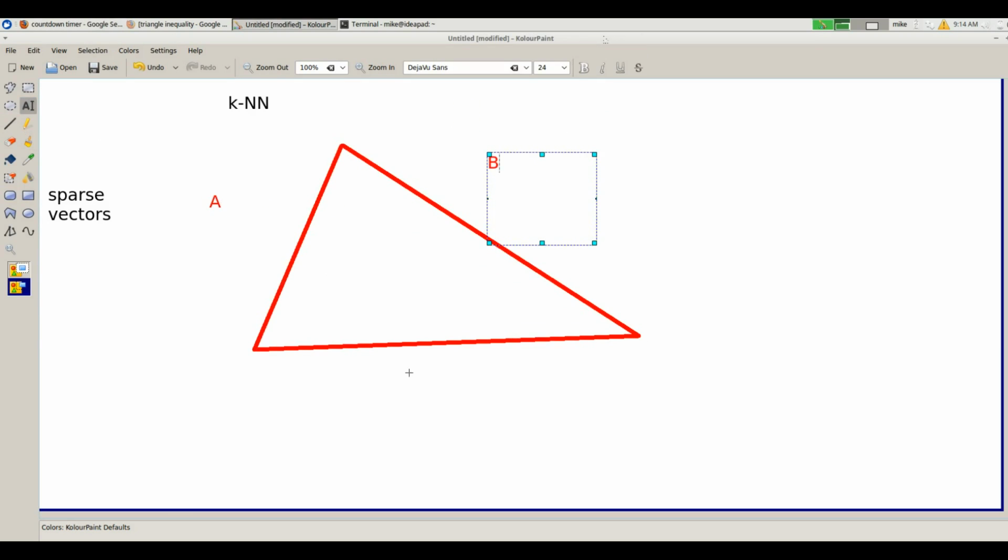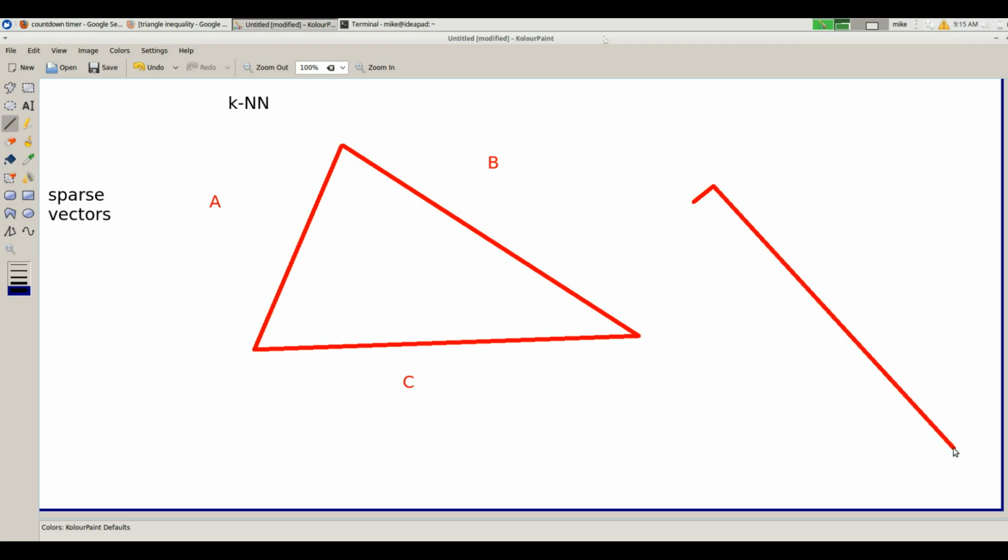A, B, and C. The length of A is less than the length of C plus the length of B. The length of C is less than the length of A plus the length of B. The length of B is less than the length of A plus the length of C. And that will happen no matter how you make the triangle, right? You can try to make the wonkiest triangle imaginable.